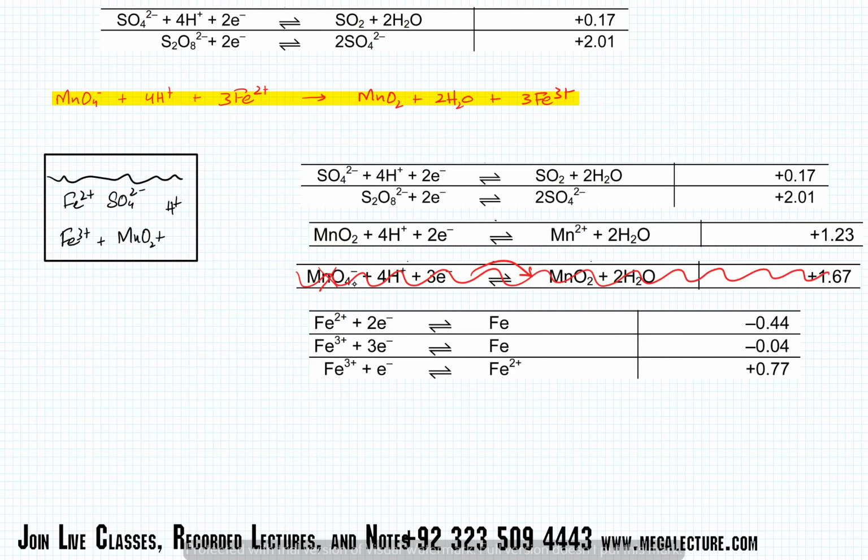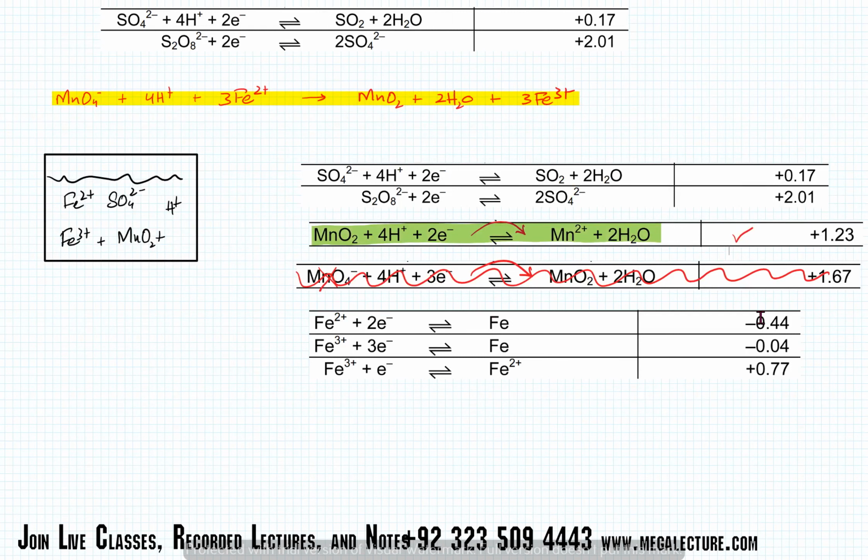Who's my highest potential now? So that's 1.23. That's my highest potential. उसमें MnO2 की बात हो रही है, ठीक है? My container has MnO2. Because after the first reaction, my container had MnO2 in it instead of MnO4 minus 1. So that's my highest potential. And I'm going to look for my lowest potential.